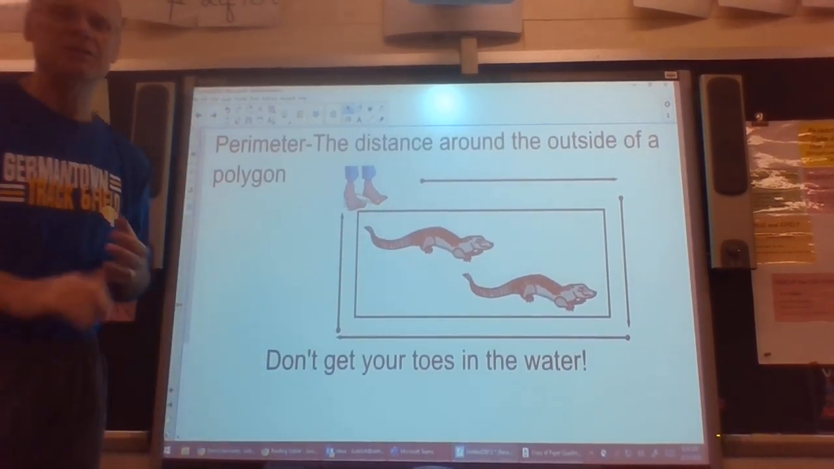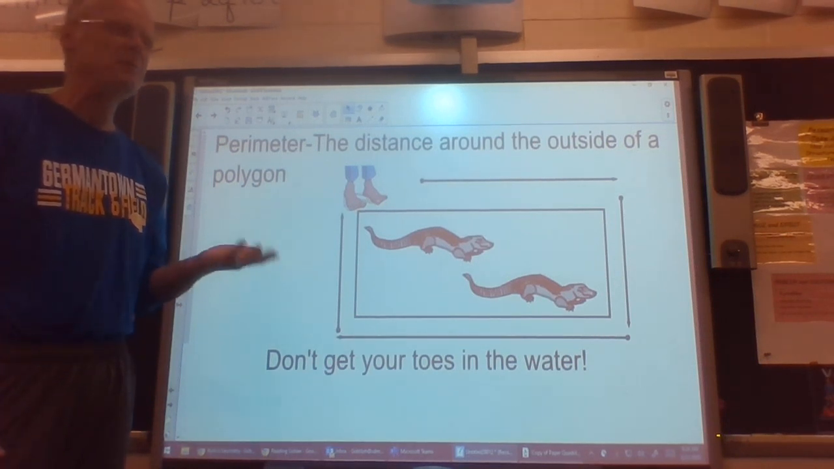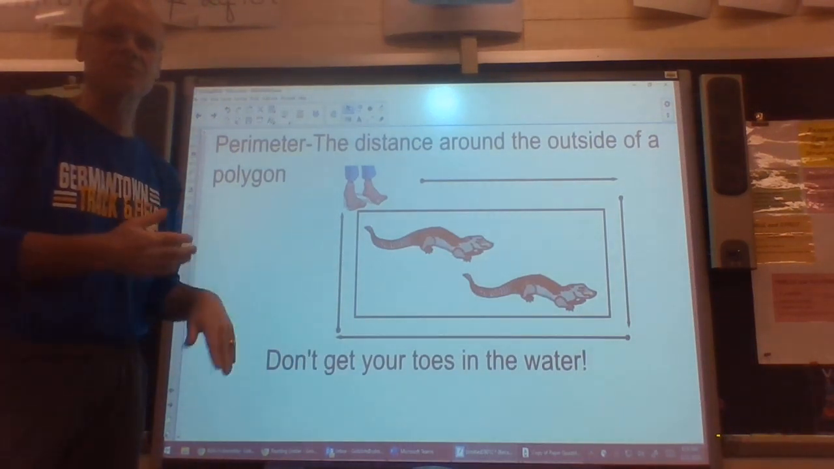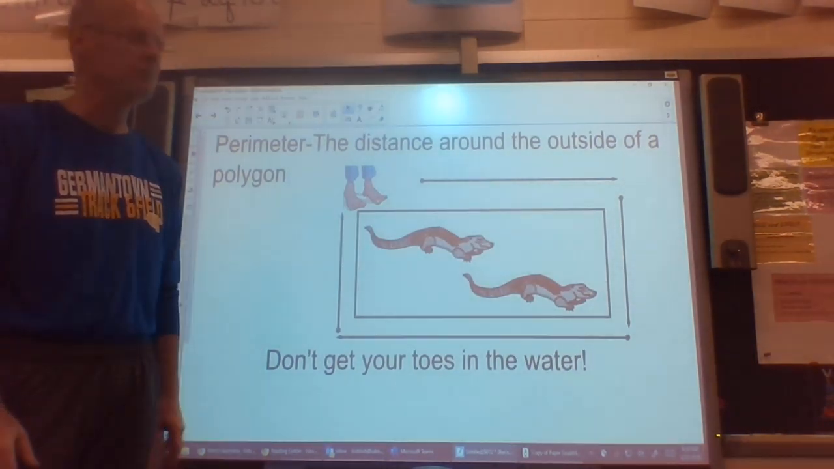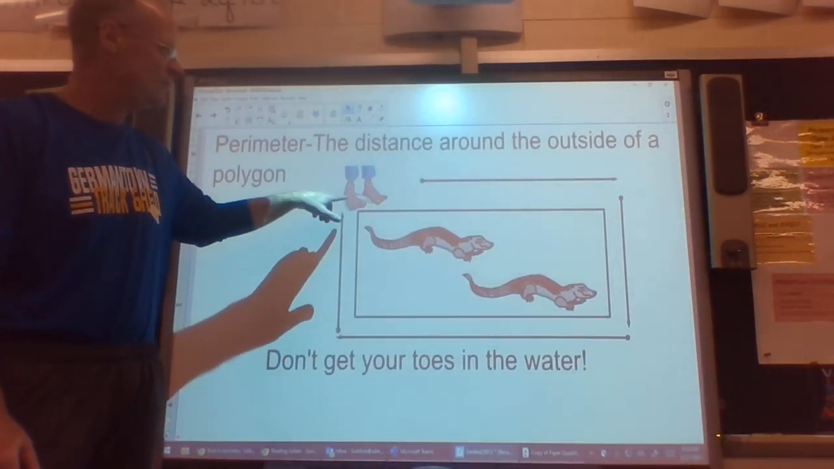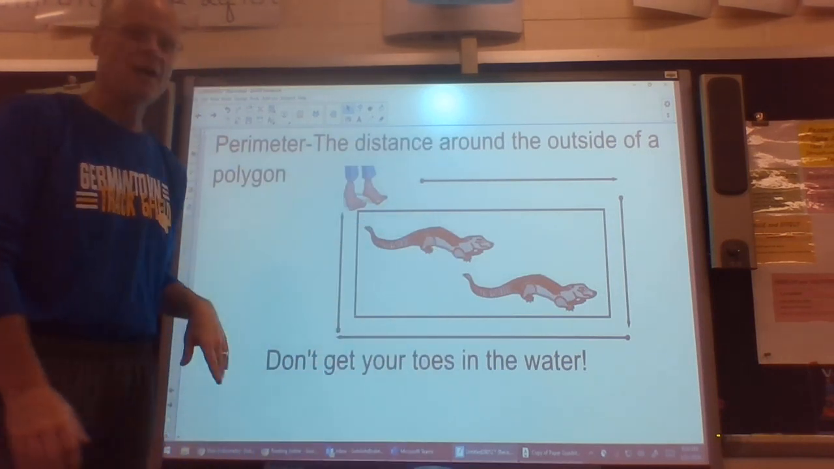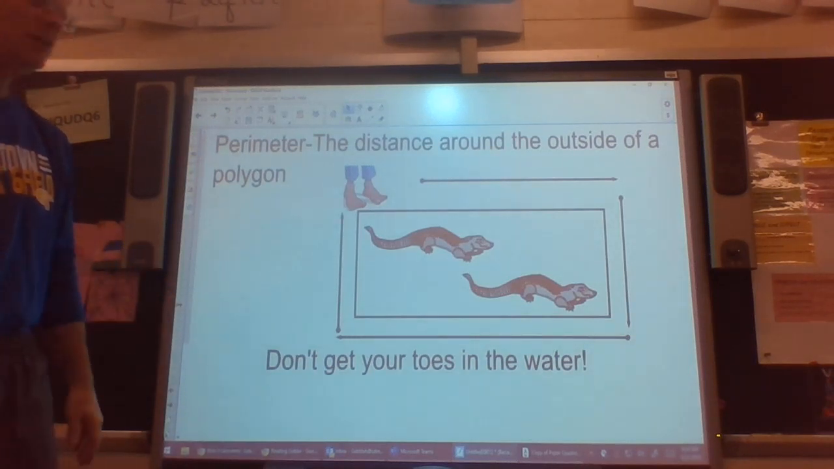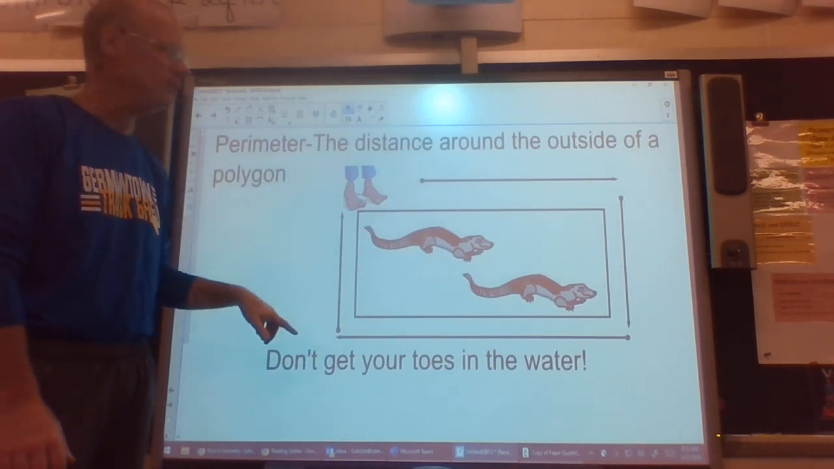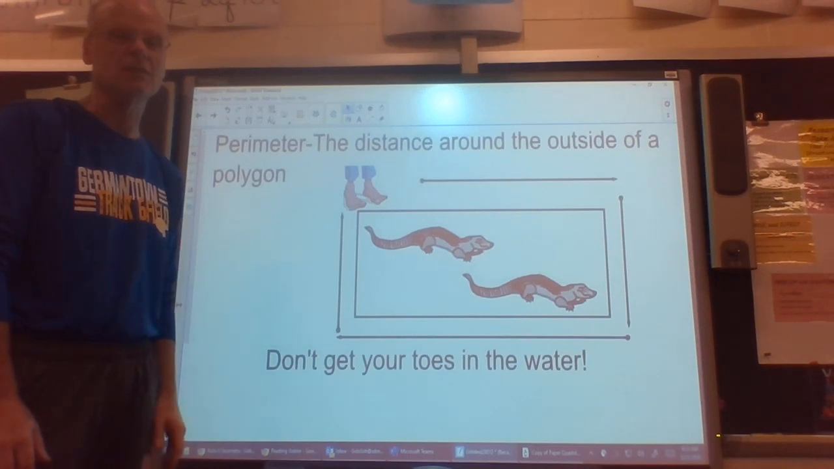Okay. Our lesson today is on perimeter. And perimeter is the distance around the outside of a polygon. My kids sometimes have trouble with knowing the difference between perimeter and area. So I threw a couple of friendly alligators in the middle of my pond here, and if I wanted to find the perimeter, I'd have to walk around the outside of it without getting my toes in the water, because the alligators would chop those off. So perimeter is the distance around the outside of a polygon. The polygon does not have to be a rectangle, but in this case it is.